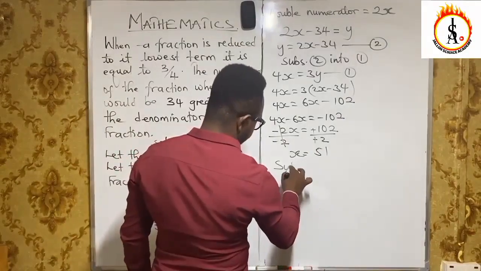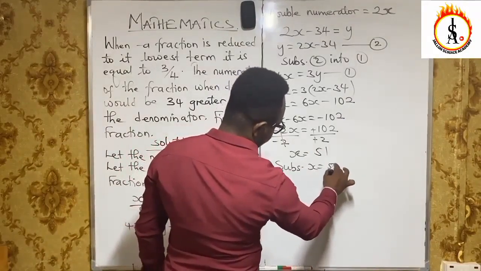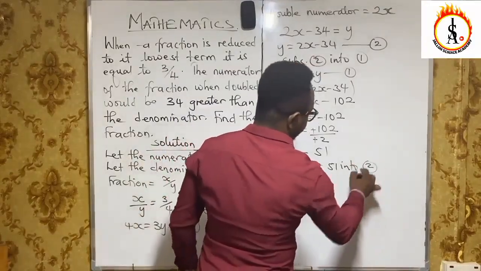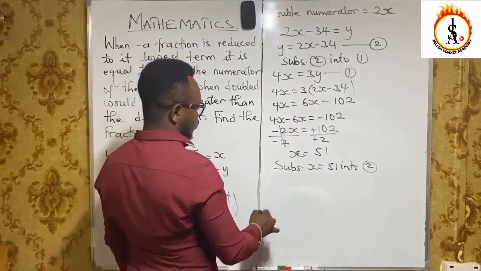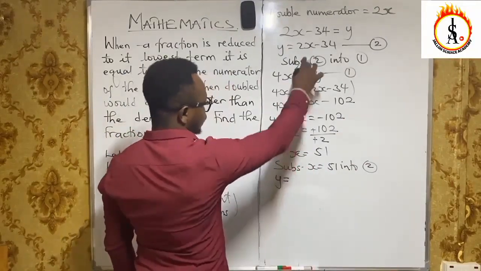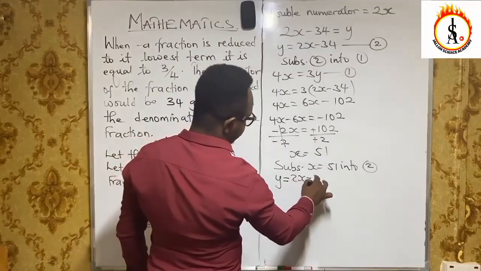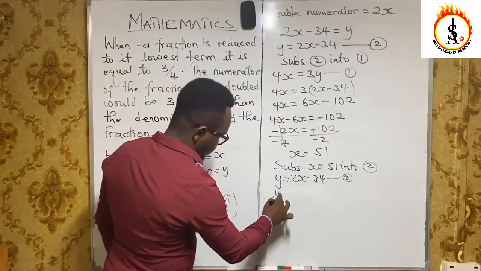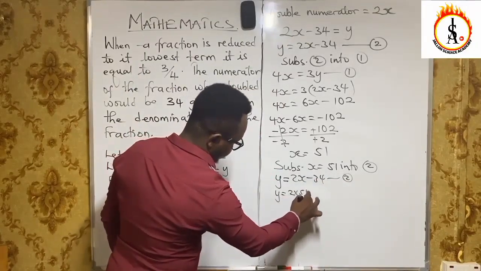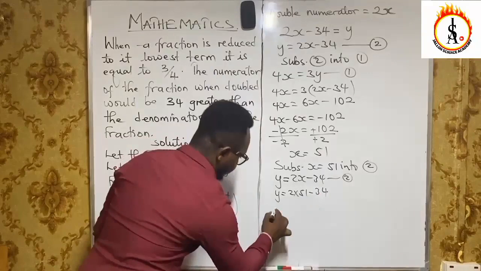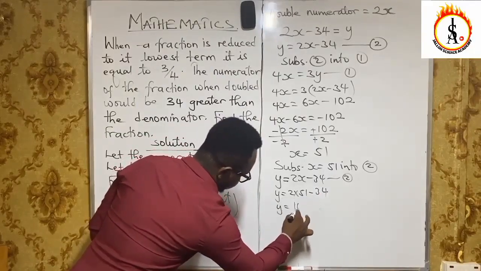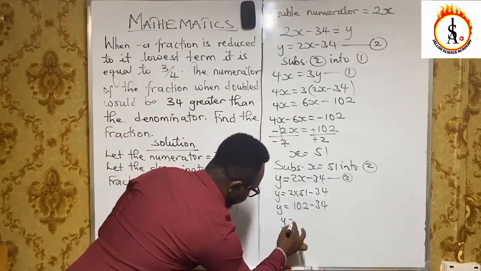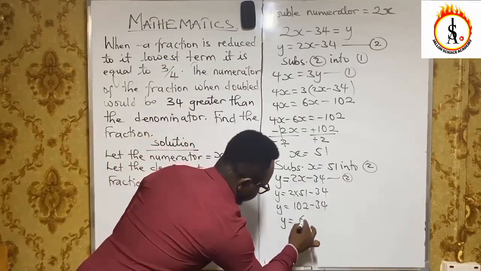So next, what we do, substitute x is equal to 51 into equation 2. So substituting this into equation 2, y will be equal to 2x minus 34. So wherever we see x, we put 51. So y will be equal to 2 by 51 minus 34. So y will be equal to 2 by 51 is 102 minus 34. y is equal to 68.